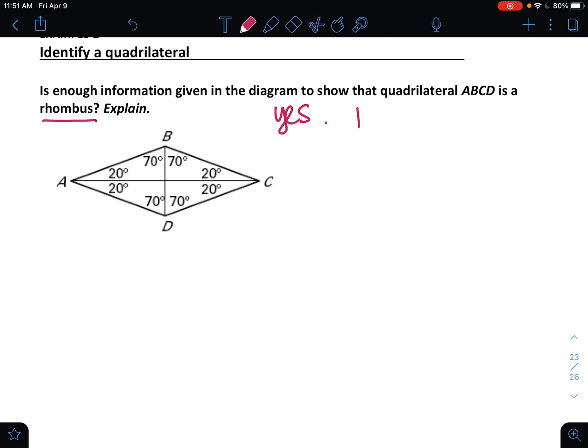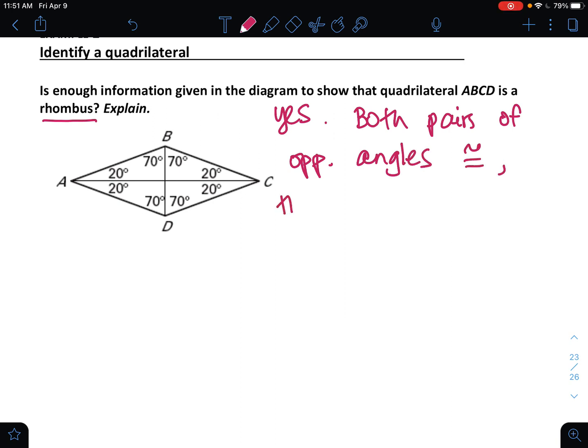I'm going to say here that both pairs of opposite angles are congruent. Therefore, it's a parallelogram. Okay. Now that it's a parallelogram, we can talk about the angles being bisected.